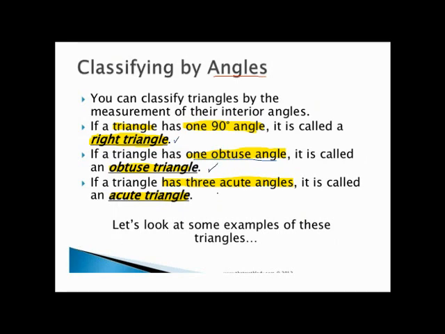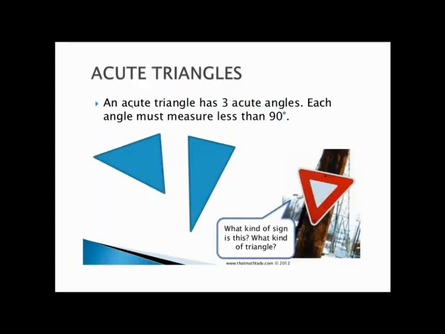We can measure it as well with the protractor normally. Now let's see the acute triangle. It must have 3 acute angles. If it has 2 only, no, we cannot call it an acute triangle. If it has 1 acute angle, no, we cannot call it an acute triangle. An acute triangle must have 3 acute angles, and each one must measure less than 90.